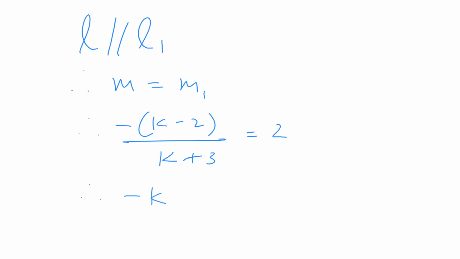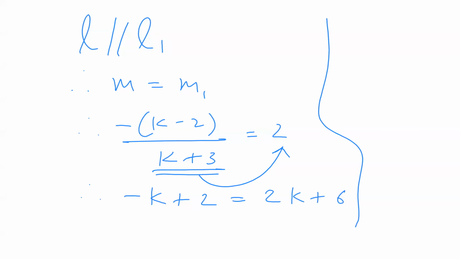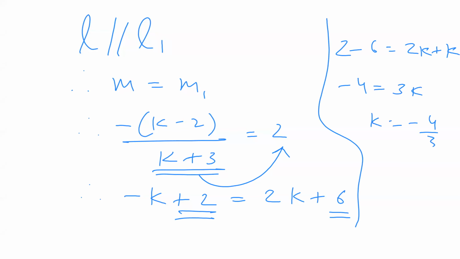Therefore minus k plus 2 is equal to 2k plus 6, because if we multiply this with 2, we'll get 2k plus 6. So 2 minus 6 is equal to 2k plus k. So minus 4 is equal to 3k, k is equal to minus 4 by 3. So this is the first part of the solution.